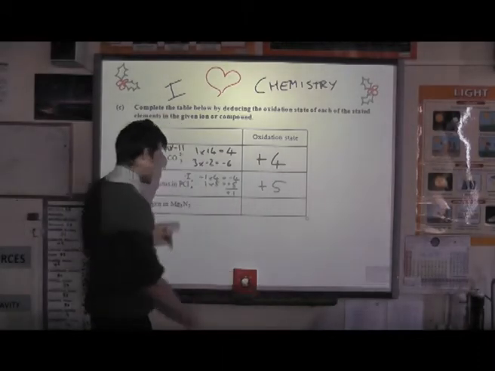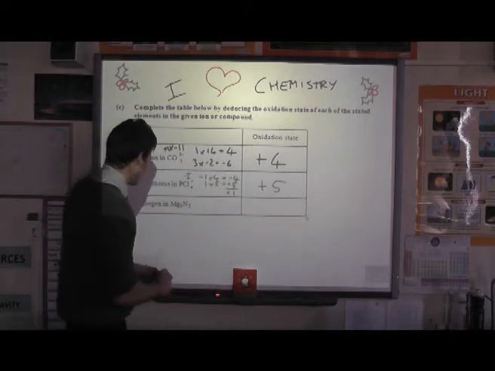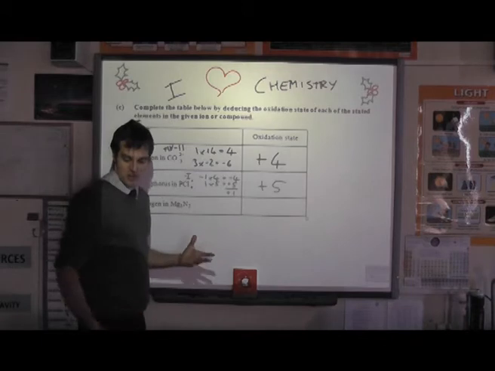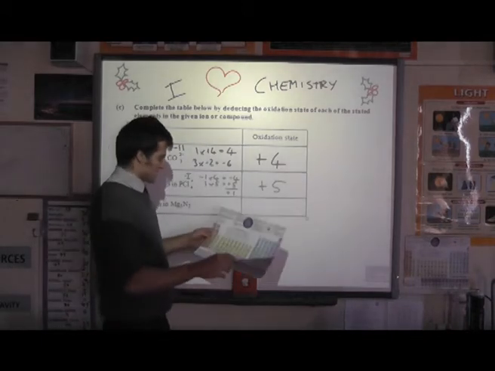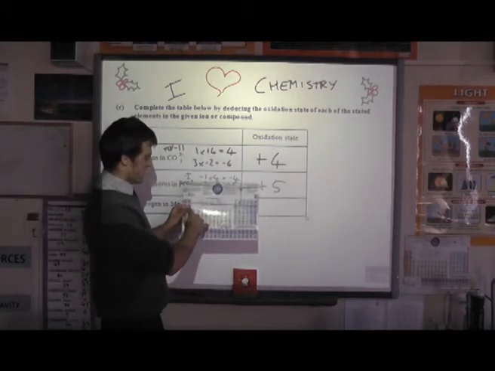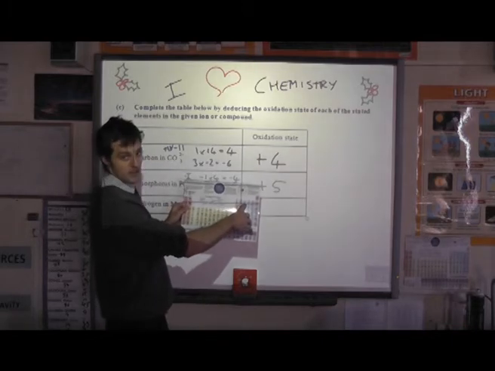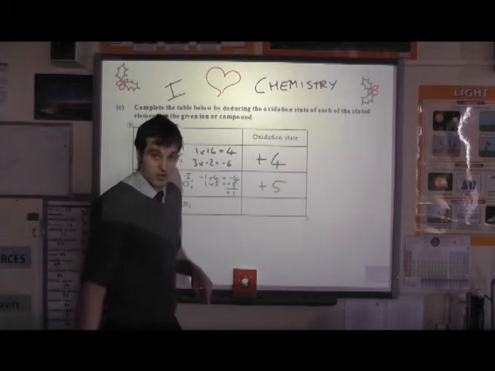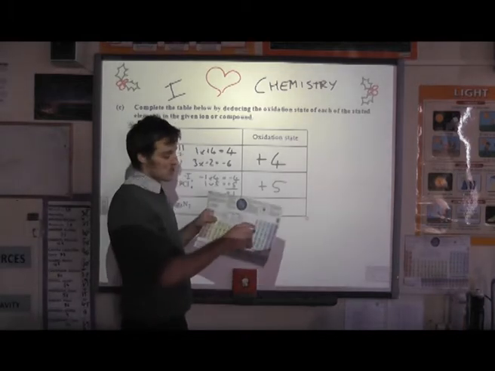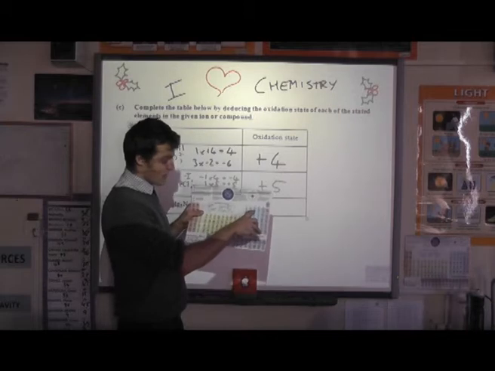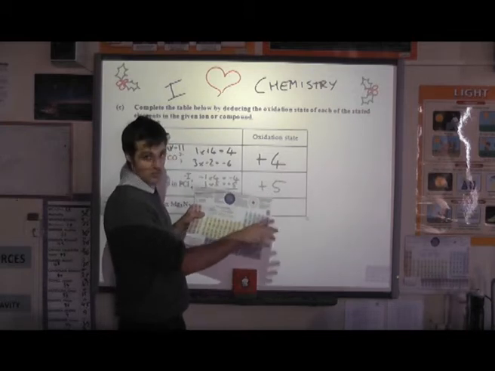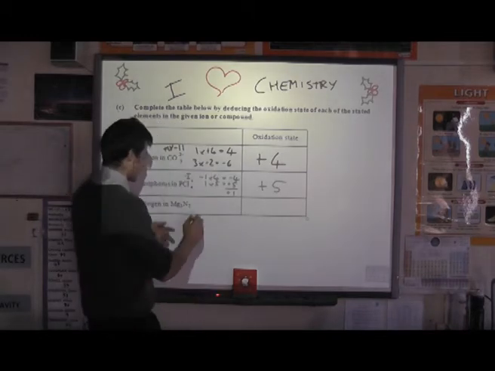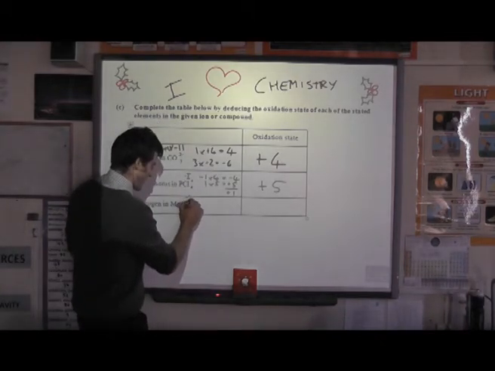Let's try this one, magnesium nitride. Again, which is the most electronegative? It's normally going to be the non-metal, not the metal, but let's prove it to ourselves. Magnesium is all the way on the left-hand side. Nitrogen is both higher up and further to the right, so definitely more electronegative. Nitrogen is in group 5 and wants to gain 1, 2, 3 electrons, so it wants to be 3-. So nitrogen is going to dominate and have a -3 oxidation state.